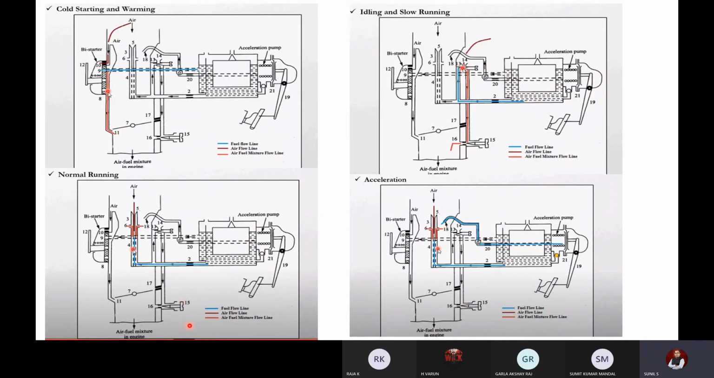So coming to the third case, normal running. Normal running means, yesterday we were discussing about cruising. On a flat road, the vehicle will be moving at a constant speed. There you get a better efficiency and you need lean mixtures only. Under such conditions, the fuel air mixture, you can see it comes out at point number 6. You can see the same line as whatever we saw for idling condition. It will enter from the same line, but it enters into the nozzle in the main stream.